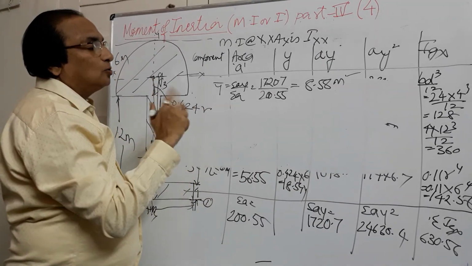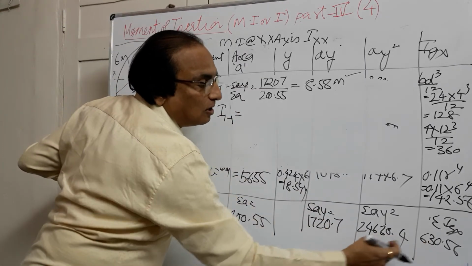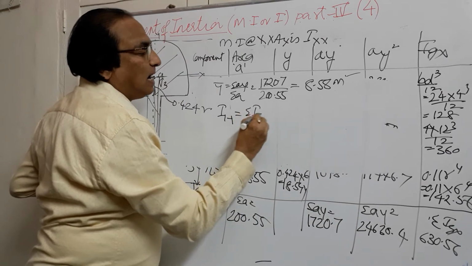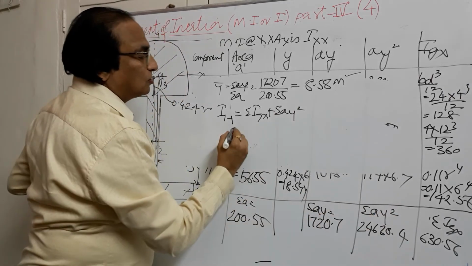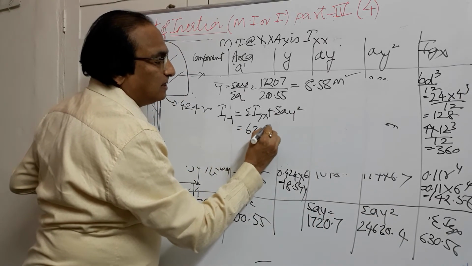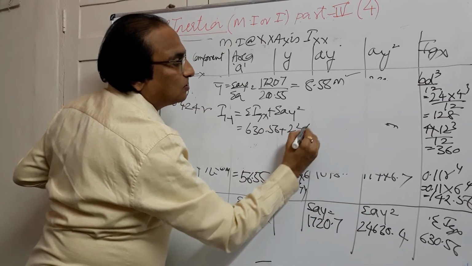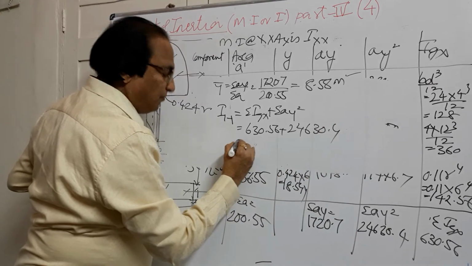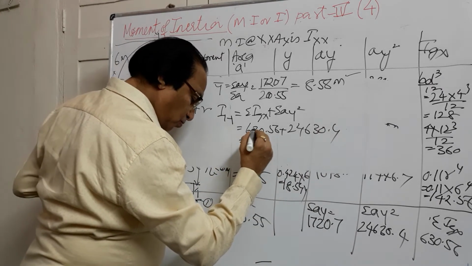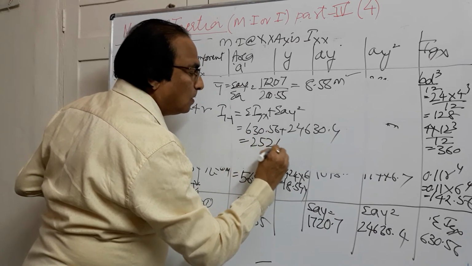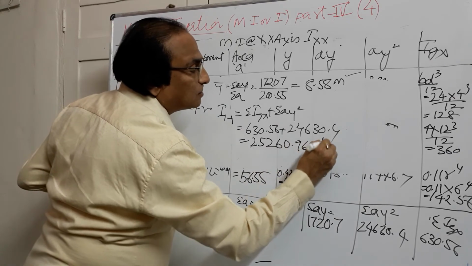Now we'll have to go for IXX. We go for IXX in two steps. One is I11, you add just these two last columns. This will be nothing but sigma IGX plus sigma AY squared. So this will be equal to 630.56 plus 24630.4. If you add this, you get I11 is equal to 25260.96 meter raised to 4.